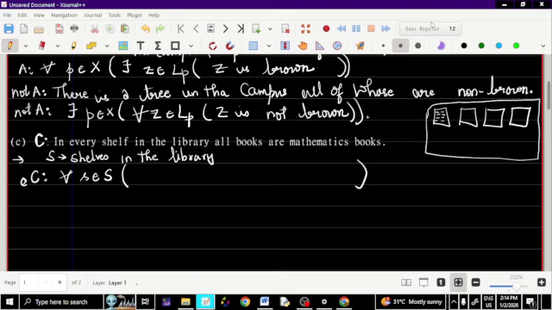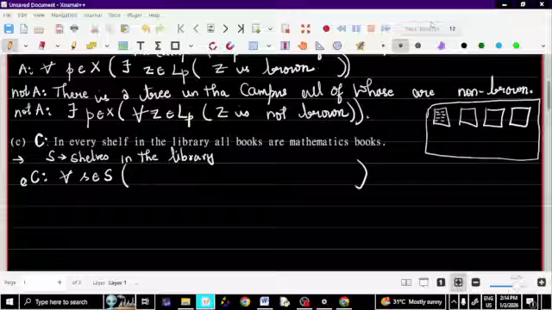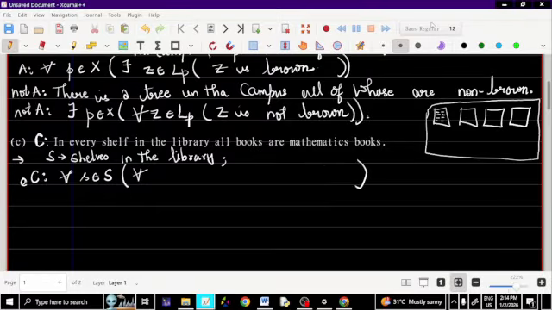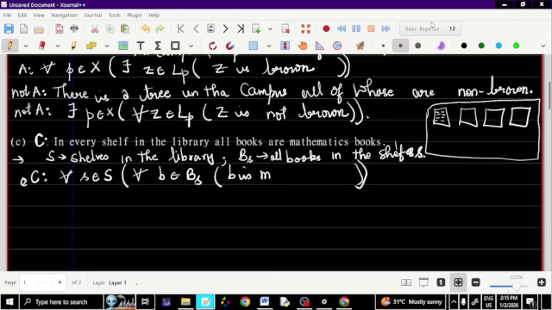now which is the second quantifier? All books are mathematics. Again for all. So in this shelf, I have to look out for Bs. Bs means all books in the shelf, all books in the shelf. Okay. So for all b in Bs, that means given any book in the shelf, b is a mathematics book.